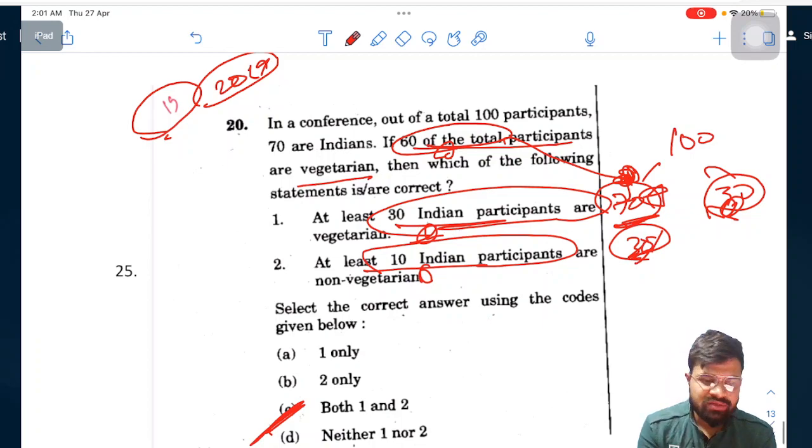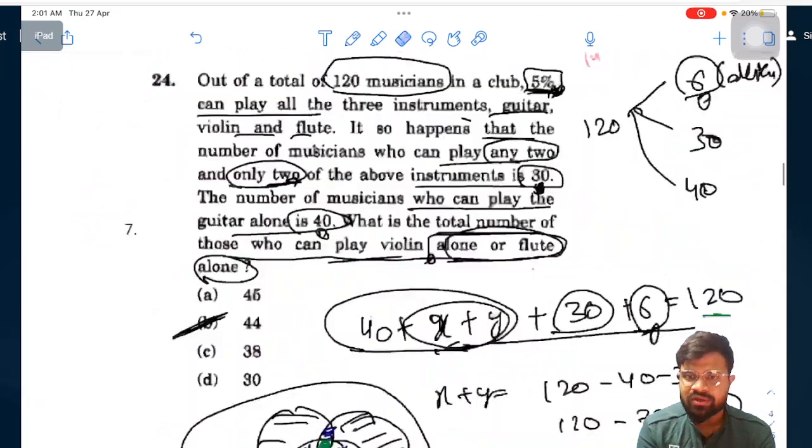This is the way you deal with the Venn diagram questions. I hope all the things are clear. Still, if you have any doubt, you can ask me.